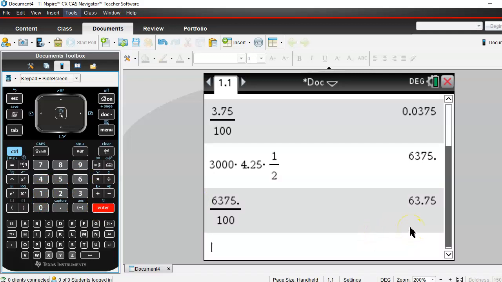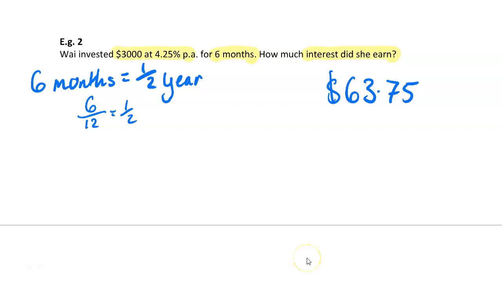So she earned, over that 6 months, $63.75 interest. That means that at the end of 6 months, if she went to get her money out of that bank account, she'd have $3,063.75 in there.